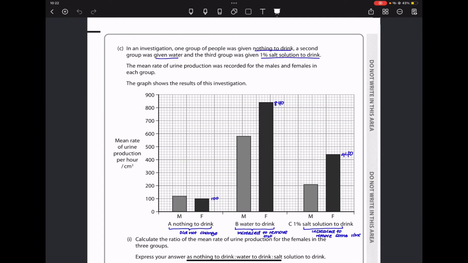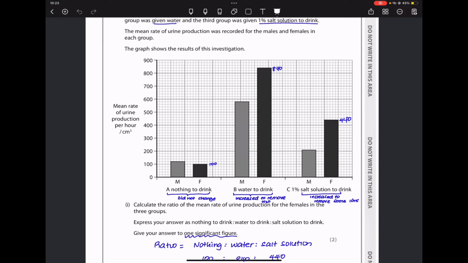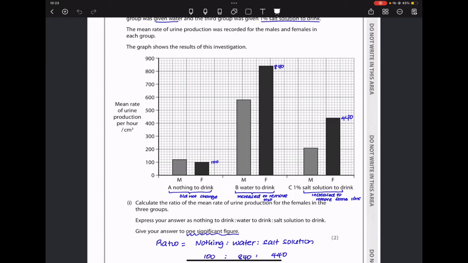In part C, in an investigation, one group of people was given nothing to drink, a second group was given water, and a third group was given 1% salt solution to drink. The mean rate of urine production was recorded for the males and females in each group. The graph shows the results of this investigation. So on the horizontal axis, we have the types of drinks that were given. Under the vertical axis, we have the mean rate of urine production.